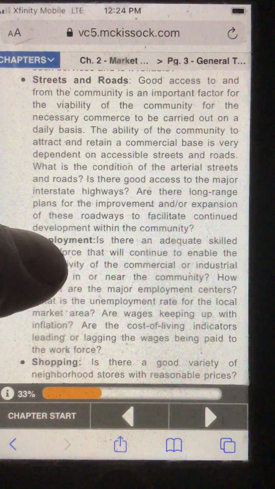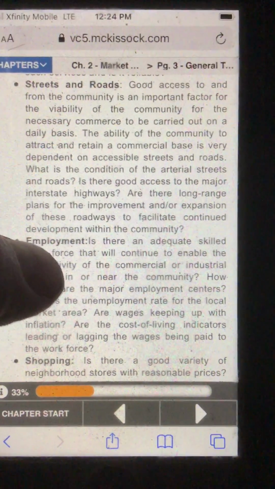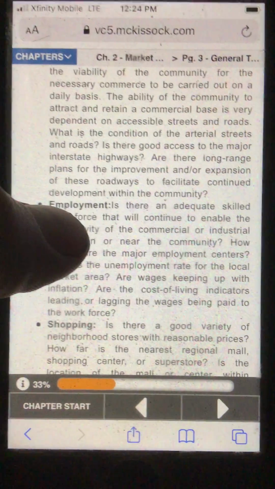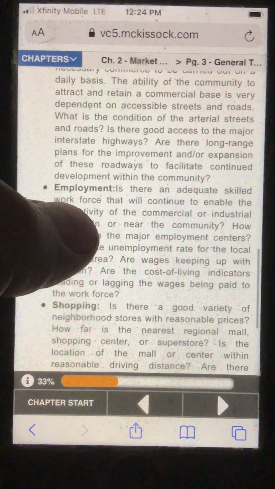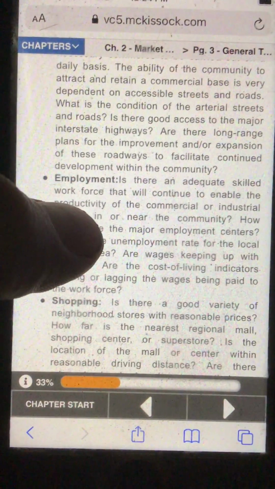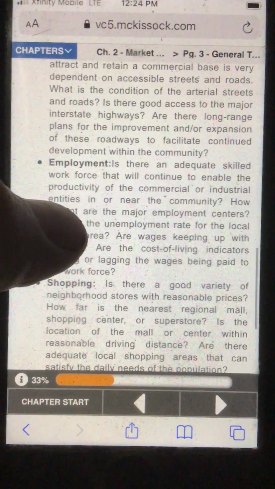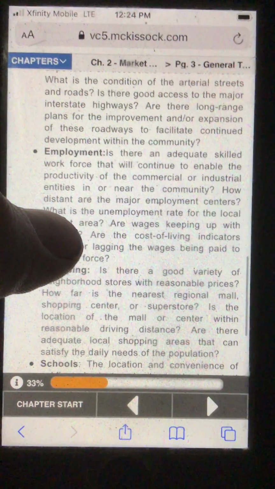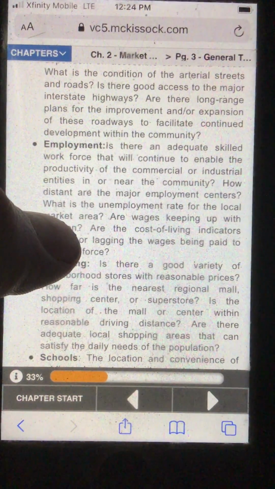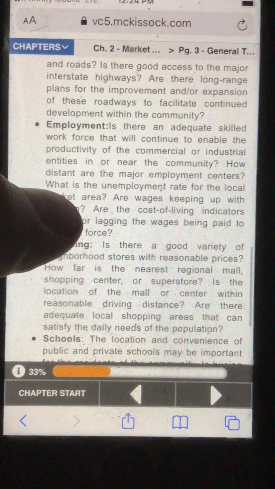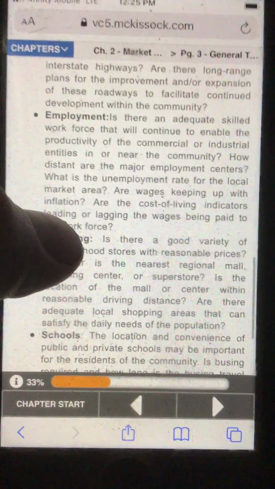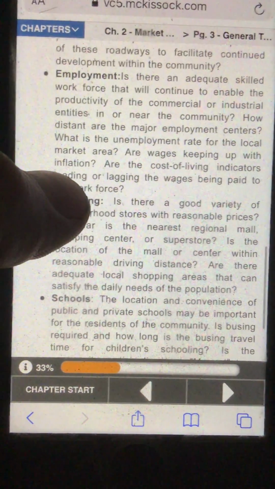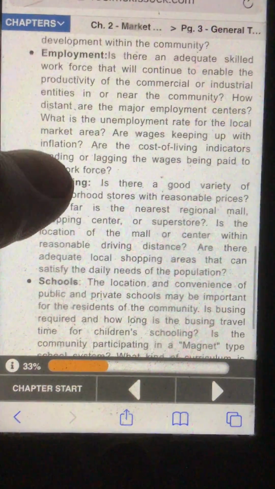Streets and roads. Good access to and from the community is an important factor for the viability of the community, for the necessary commerce to be carried out on a daily basis. The ability of the community to attract and retain a commercial base is very dependent on accessible streets and roads. What is the condition of the arterial streets and roads? Is there good access to the major interstate highways? Are there long-range plans for the improvement and/or expansion of these roadways to facilitate continued development within the community?